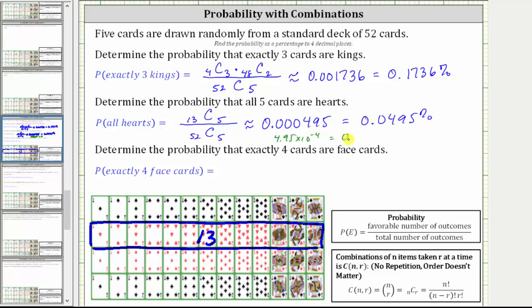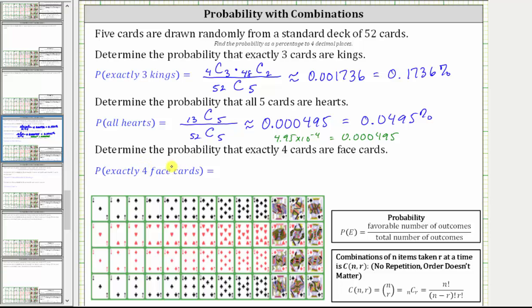Again, the calculator gave us approximately 4.95 times 10 to the negative 4, which is equal to 0.000495. Notice how to go from scientific notation to decimal notation, we move the decimal point 4 places to the left because the exponent was negative 4.